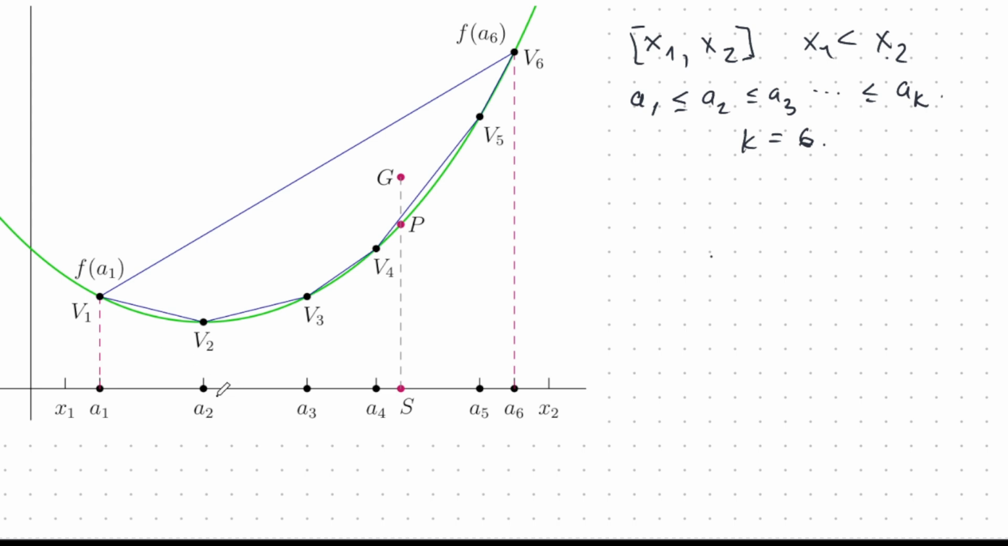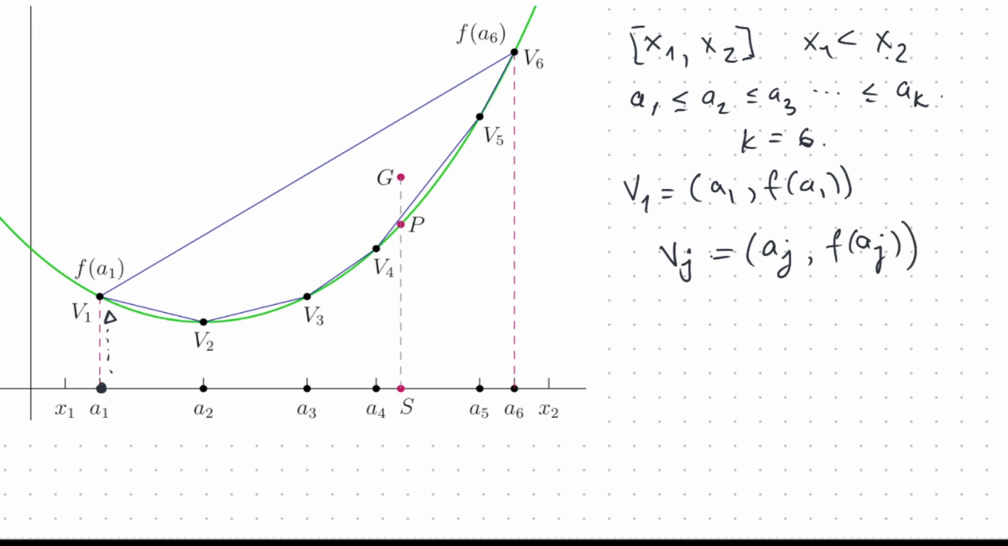Okay, and I have vertices v1, v2. So v1 is the point A1, f of A1. So it's A1, this is the x coordinate, then I go up, and that's f of A1, that's the y coordinate, and in general, Vj is Aj, f of Aj. It's important to be clear about that because this helps us derive everything.